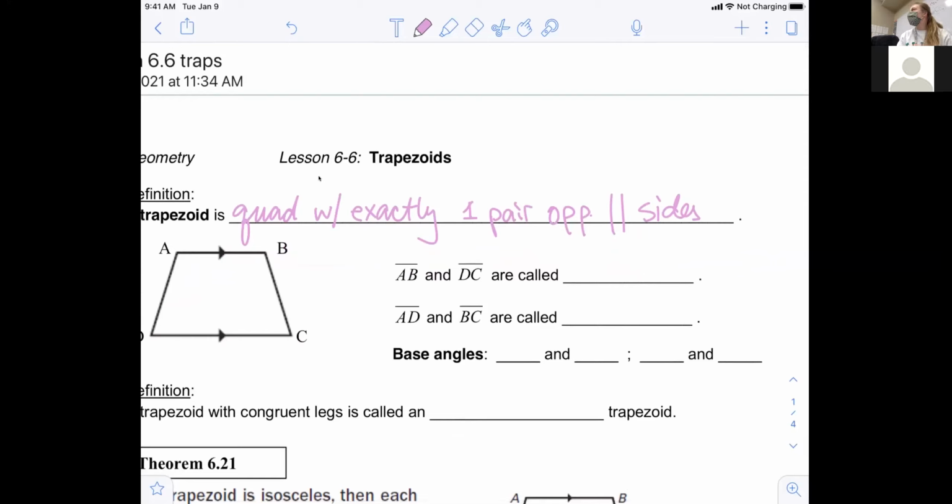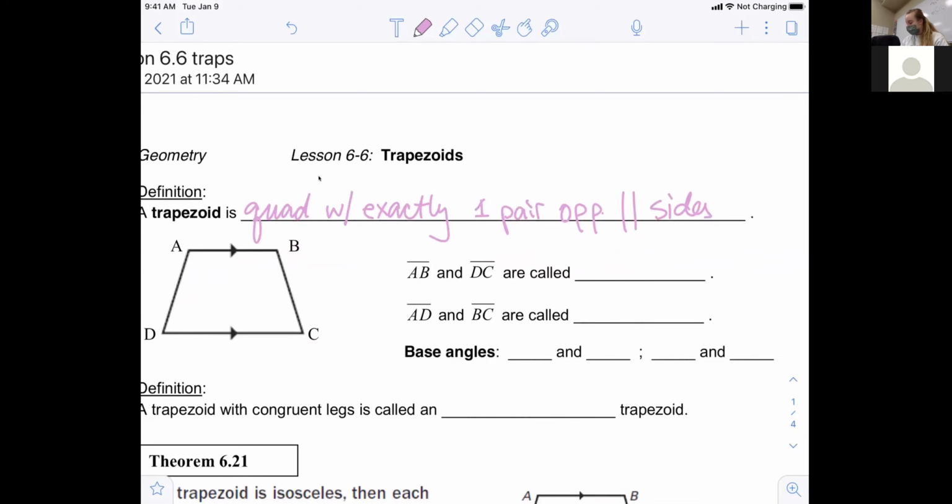The definition is a trapezoid is a quadrilateral with exactly one pair of opposite sides parallel. Cool. This makes it different than a parallelogram because a parallelogram has two pairs of sides that are parallel, and it's different than a kite because a kite has 0 sides parallel. Now we're going to get into some other definition-y words.